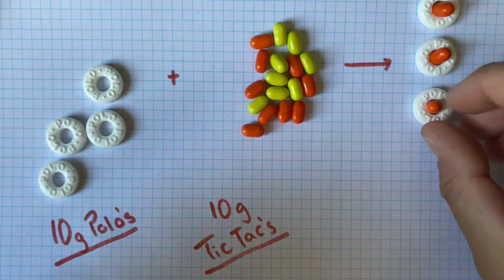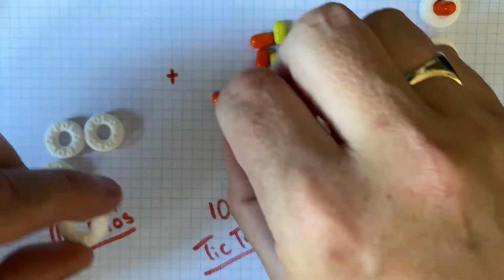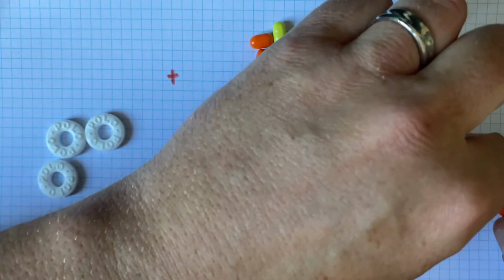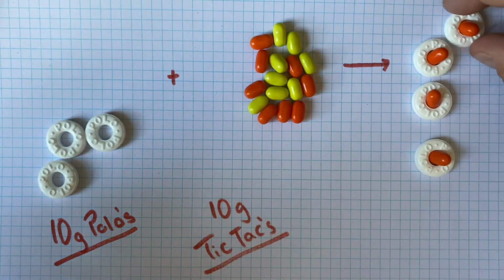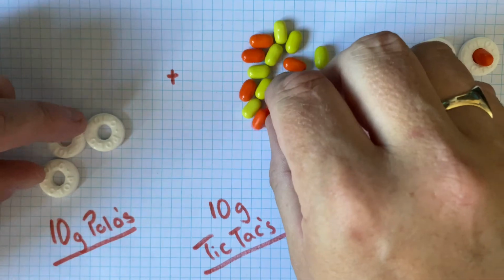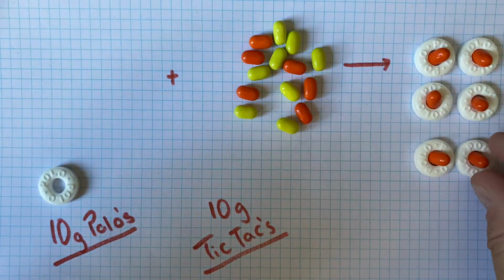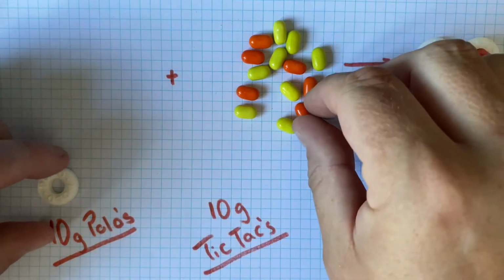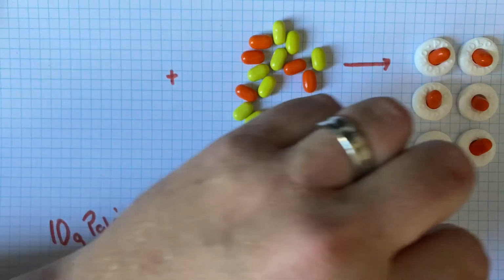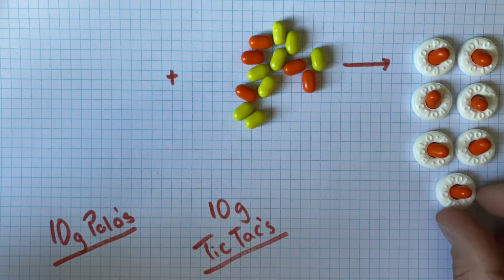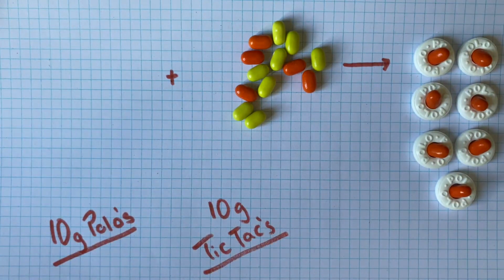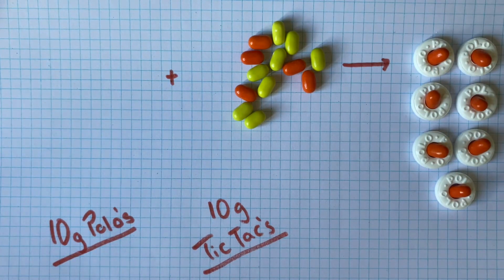And I'm sure already you can now see what the problem is when we weigh things out in grams. It's soon going to become very obvious that I'm going to run out of Polos very quickly. And what I'm going to be ending up with is a load of Tic Tacs left over, which are going to get mixed in with my brand new sweet. So therefore we have a problem.